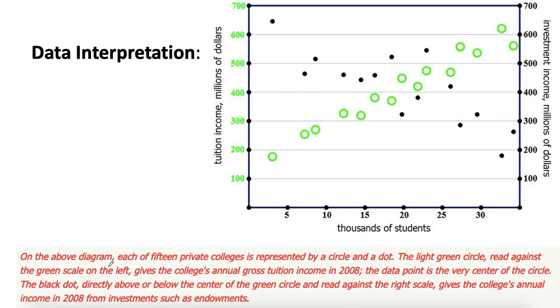Now let's see, on the above diagram each of the 15 colleges is presented by a circle and a dot. The light green circles are read against the green scale on the left, and that gives the college's annual gross tuition income in millions of dollars, and the black dots are read against the right scale, and that gives the college's annual investment income, again in millions. That's all we need to know. So the takeaway is never miss the note.